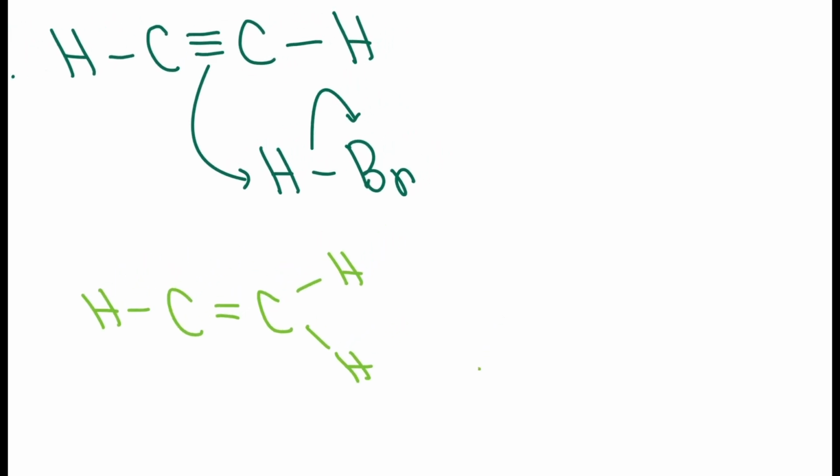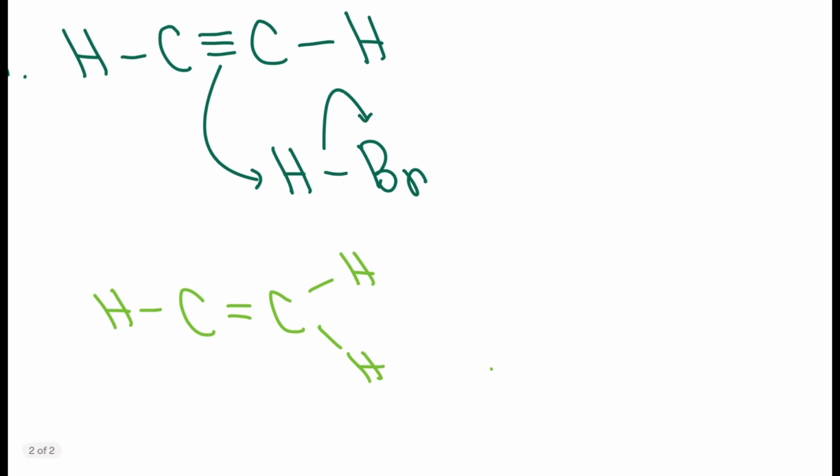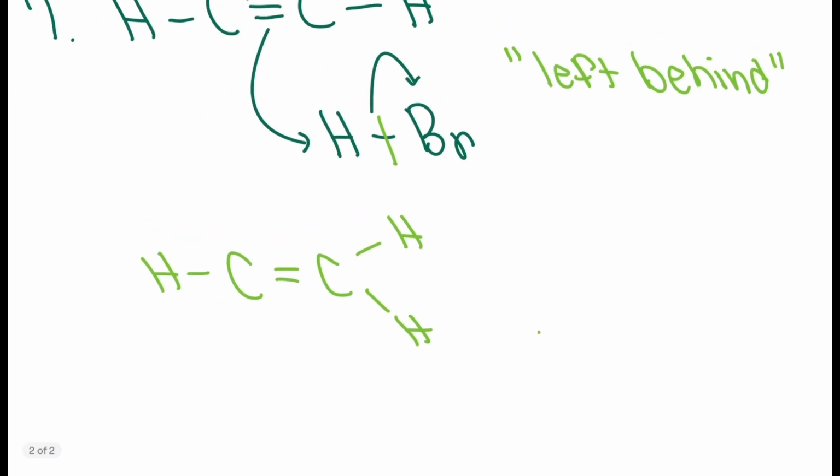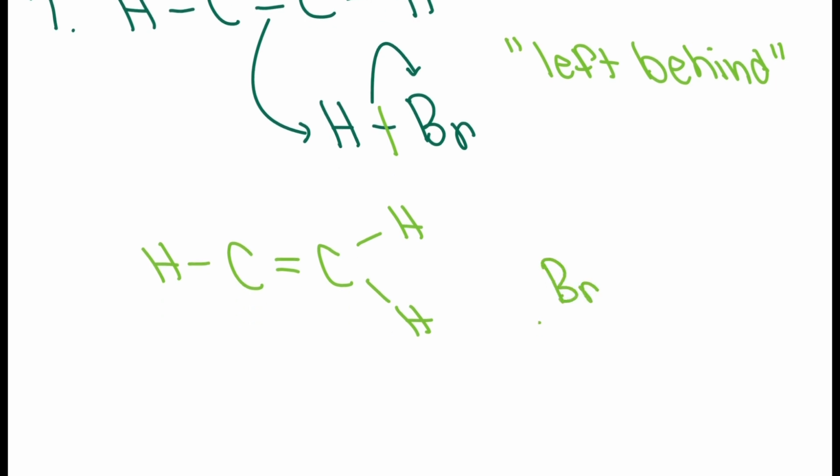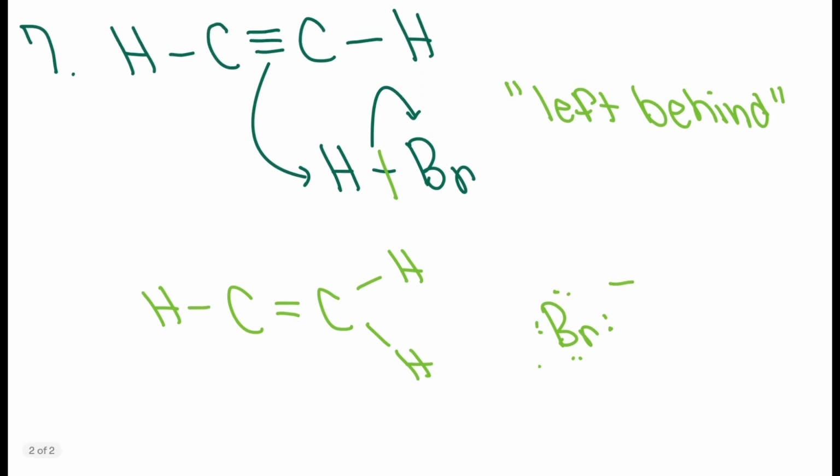The reason we don't draw the bromine within this structure is because the bond here is breaking, so the bromine gets essentially left behind. So you would draw your structure like this and then have bromine with its lone pairs and a negative charge.